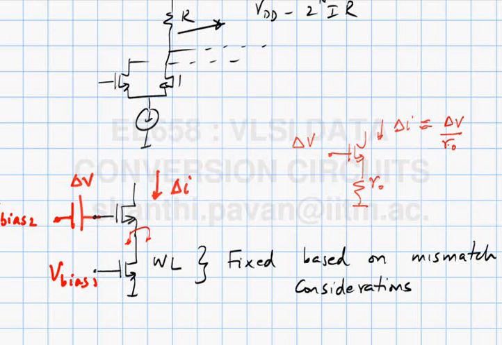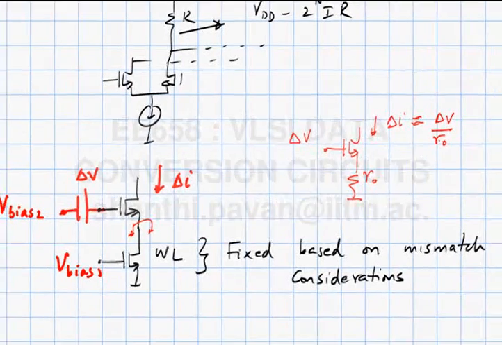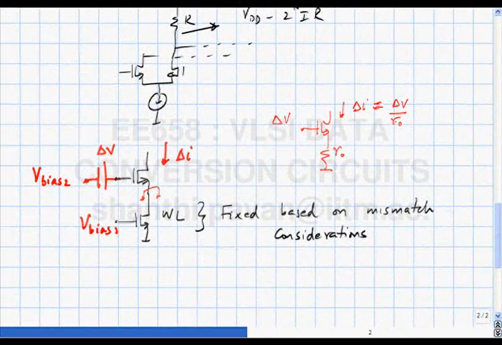In fact, it really is delta V times GM by 1 plus GMRO, and if GMRO is very large compared to 1, which is definitely the case here, because if you want to make WL large, you go on increasing W, you go on increasing L, so the channel length modulation becomes smaller and smaller. Okay. In any case, this is approximately delta V by R naught. Can you compare the effect of offset here versus adding the same offset in this transistor?